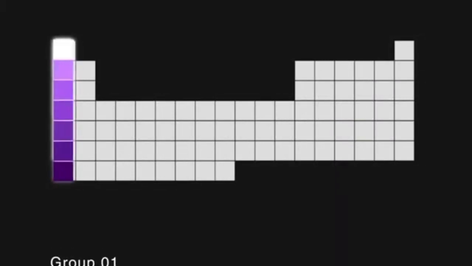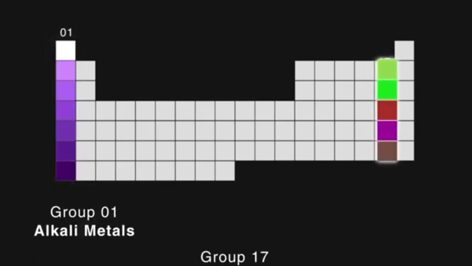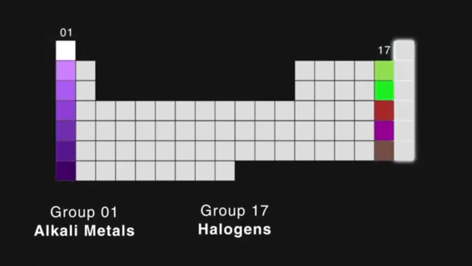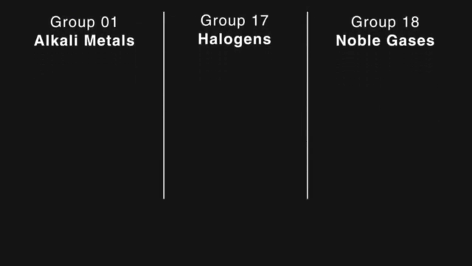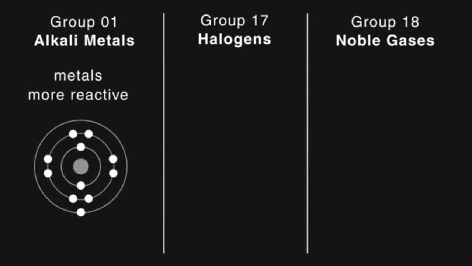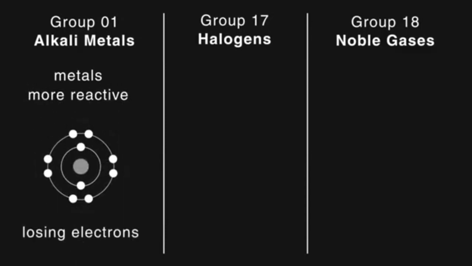There are 3 groups of the periodic table that are usually studied. Group 1, the alkali metals, Group 17, called the halogens, and Group 18, called the noble gases. As we go down Group 1, the metals become more reactive. This is because metals react by losing electrons, and it is easier to lose the outer shell electron the further it is from the positive nucleus.